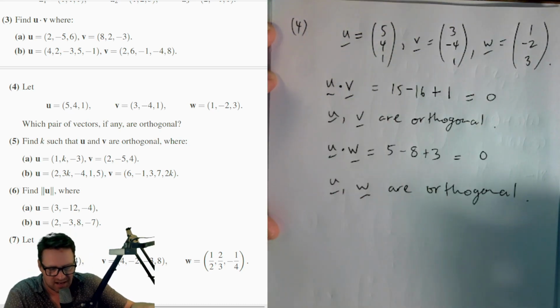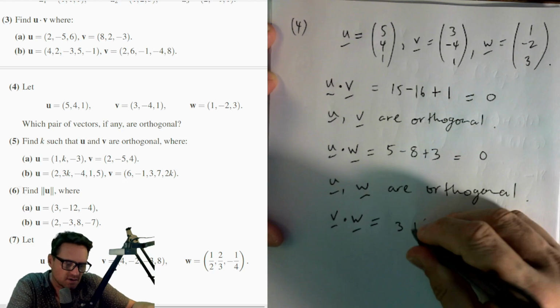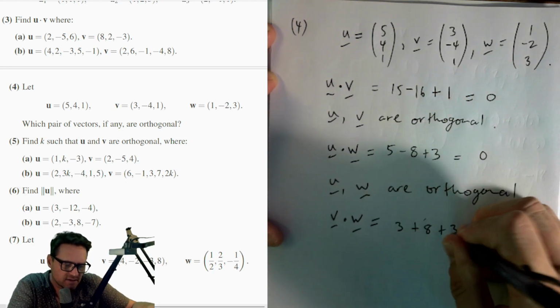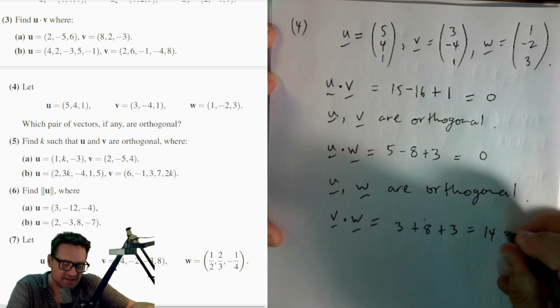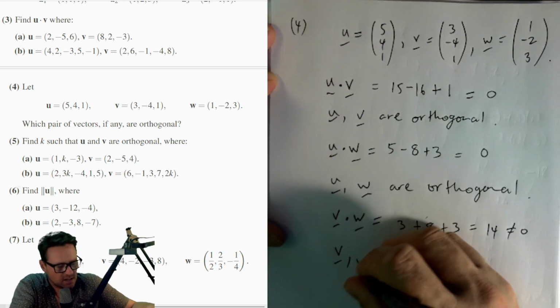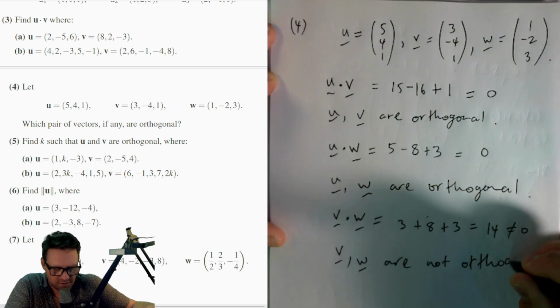So now let's take V dot W. So 3 plus 8 plus 3. So this is 14. That's not 0. So V and W are not orthogonal.